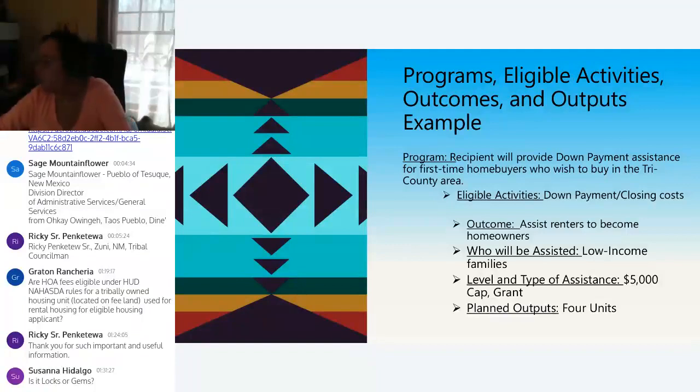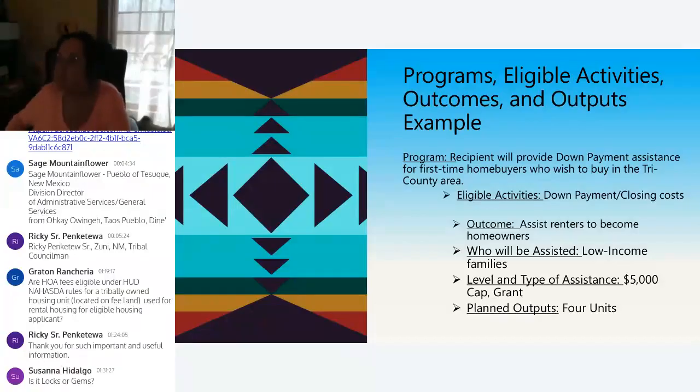So this was one of mine when I first tried to get mortgaging on the reservation. A recipient's going to provide down payment assistance to first-time homebuyers who wish to buy in the Tri-County area. The eligible activity, it's down payment and closing cost. The outcome, we're going to assist our renters to become homeowners.